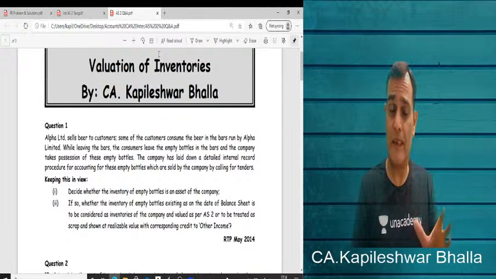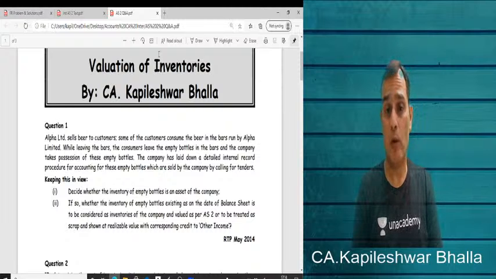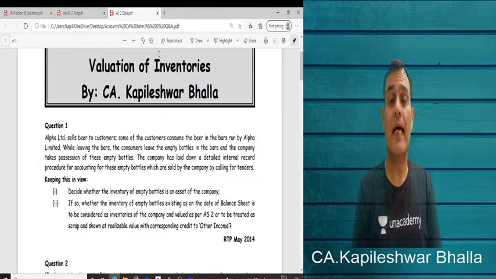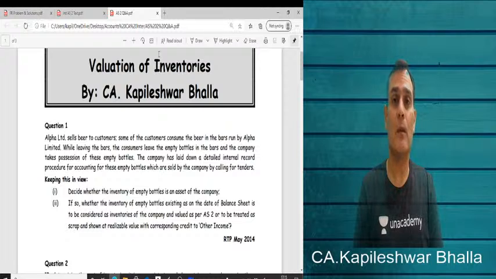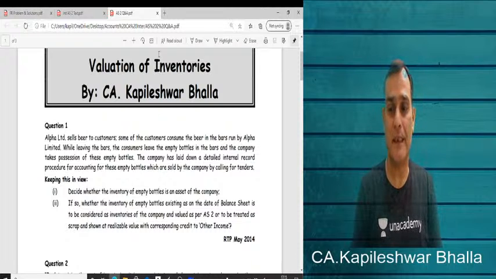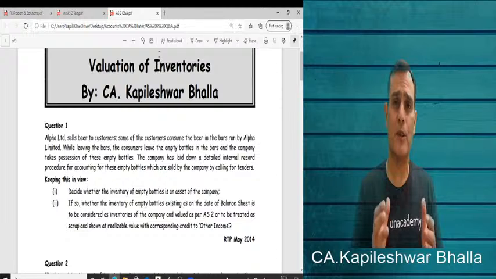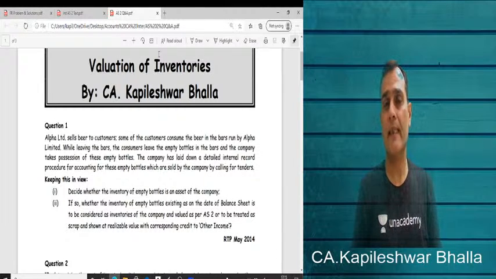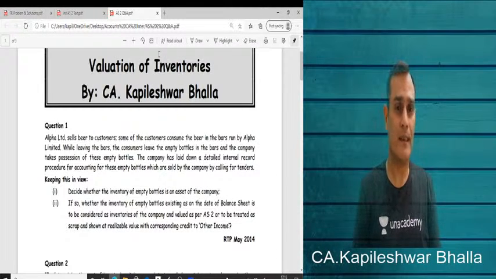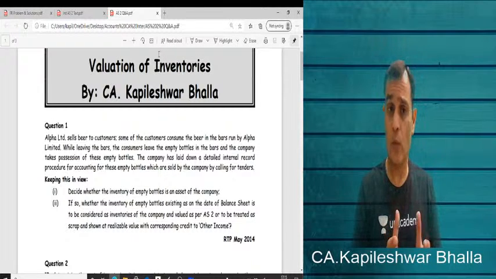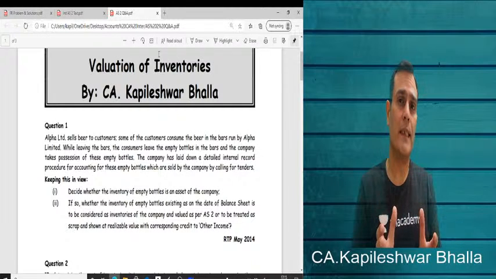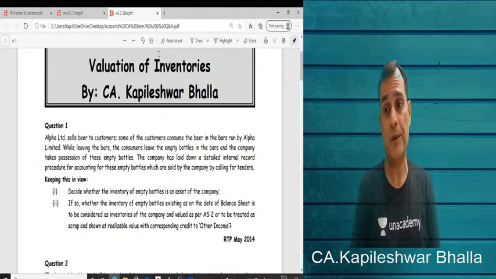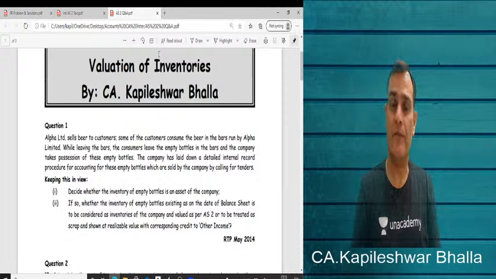So it says, if so, if it is an asset, whether the inventory of empty bottle on the balance sheet date is considered as inventories and valued as per Accounting Standard 2, or is it to be treated as scrap and shown at a realizable value with the corresponding credit to other income. Now, as I said, there is a two-step procedure in proving that the item is inventory. One is that it is an asset, which we have proved. The second is that it is held for sale. One thing is very clear: the company is inviting tenders, it has a detailed internal record procedure. So naturally, these items are definitely held for sale.